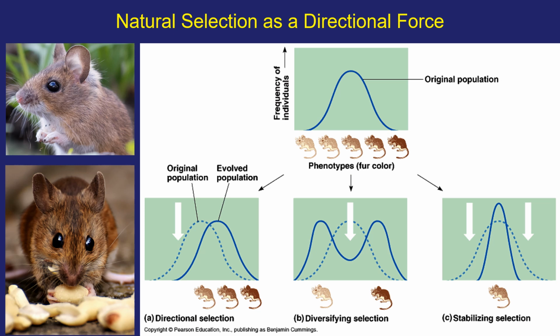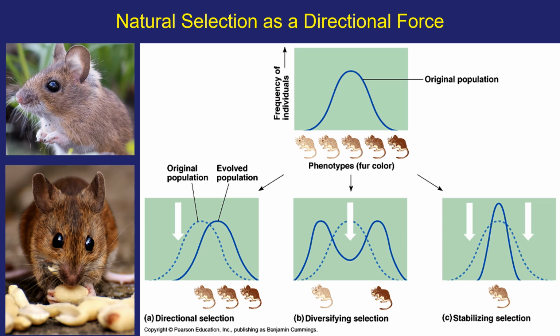Let's skip B for a second and look at C. Let's say that that environment changes and perhaps we've gone from a heavily wooded area to a more open area, and perhaps these mice now are very susceptible to predation from birds of prey, hawks and eagles and owls and so on.